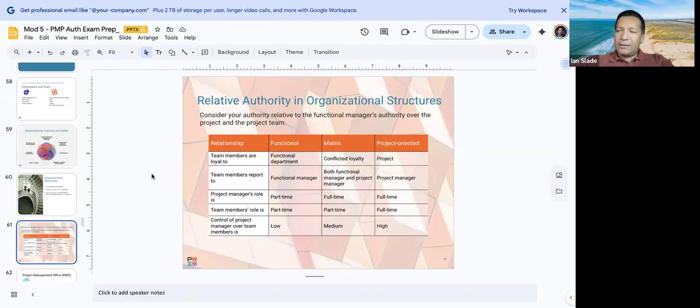So for team members, their loyalty for a functional is to their operational manager. So this is the hire and fire manager. For project oriented, the loyalty is to the PM running it, and matrix is kind of in the middle, a blend, a hybrid. So it's mixed. Team members report to, again, for functional, the hire and firing manager. And for project oriented, the team members actually report to the PM. So from an org chart, you report to the PM. Well, for us, our team members usually don't report up to us. They report to a manager. So we're more on the functional side of things right here at UCLA. Project manager role is usually part-time, but for project oriented is full-time. Team members role is part-time for functional, while for project oriented is full-time.